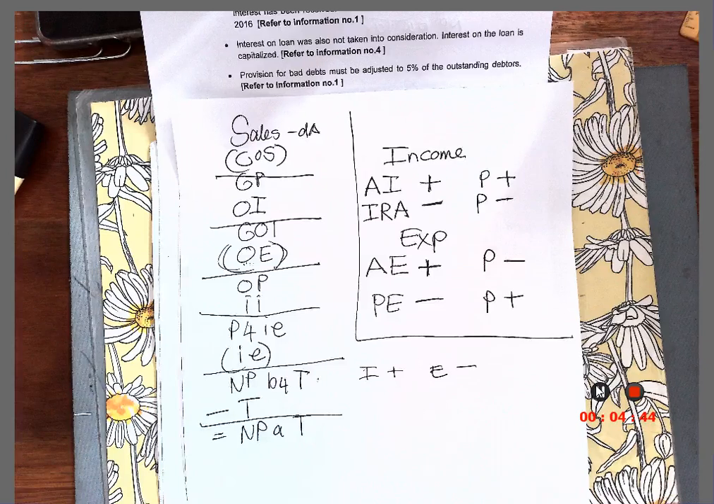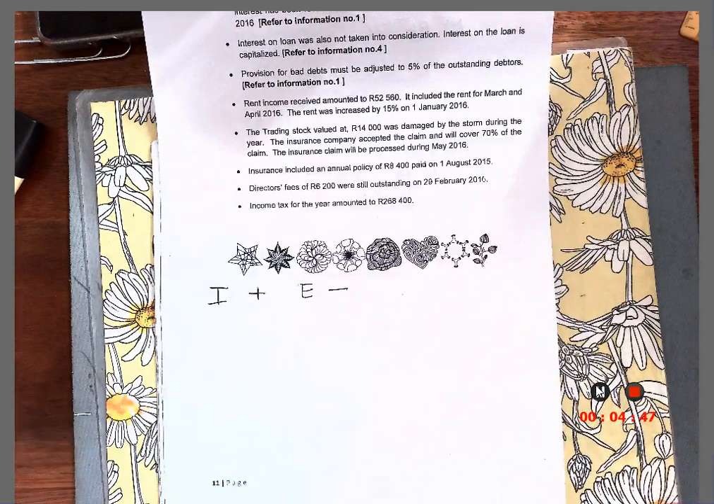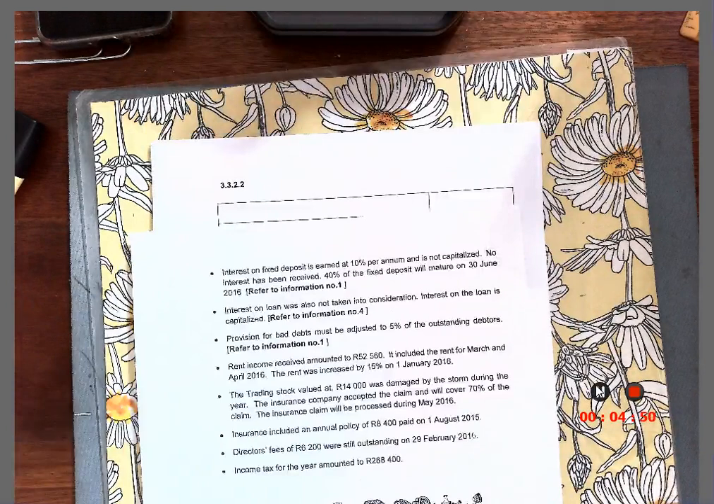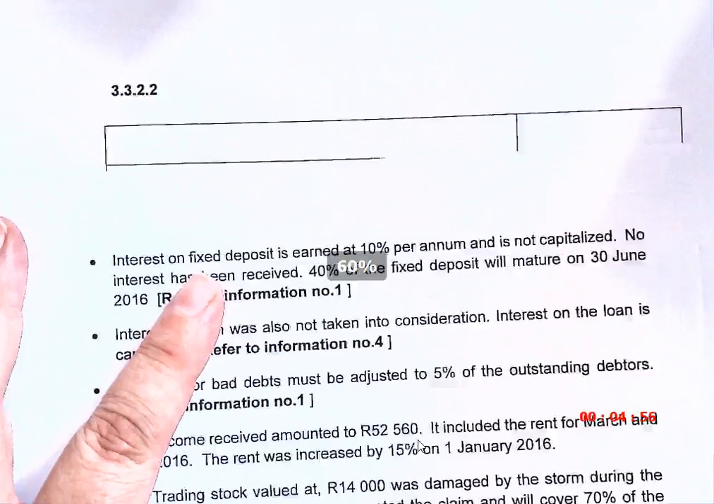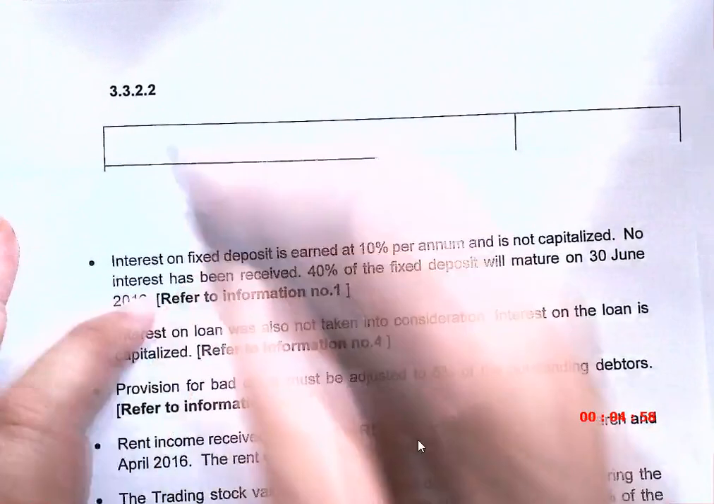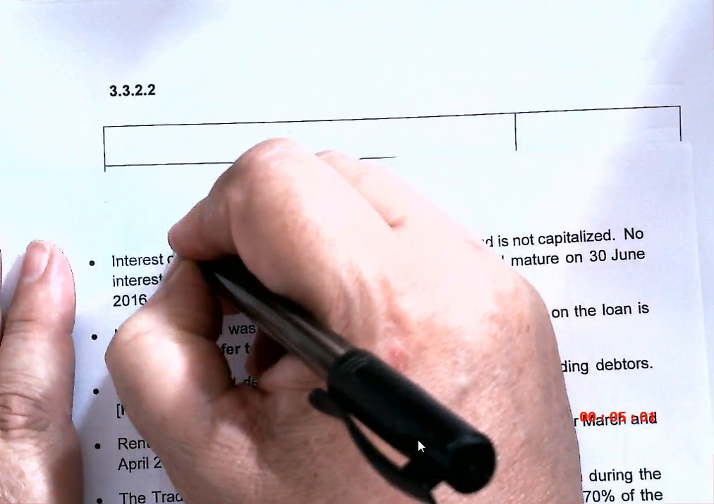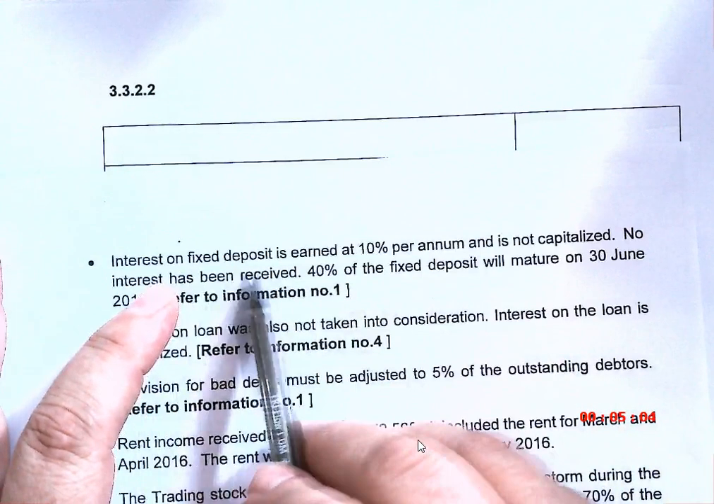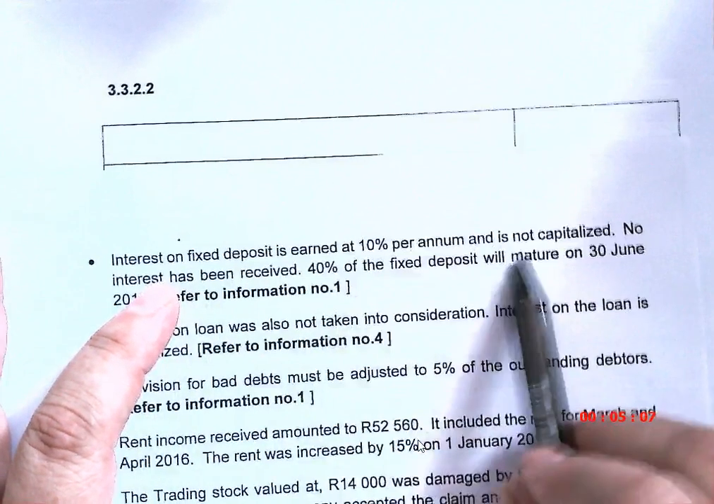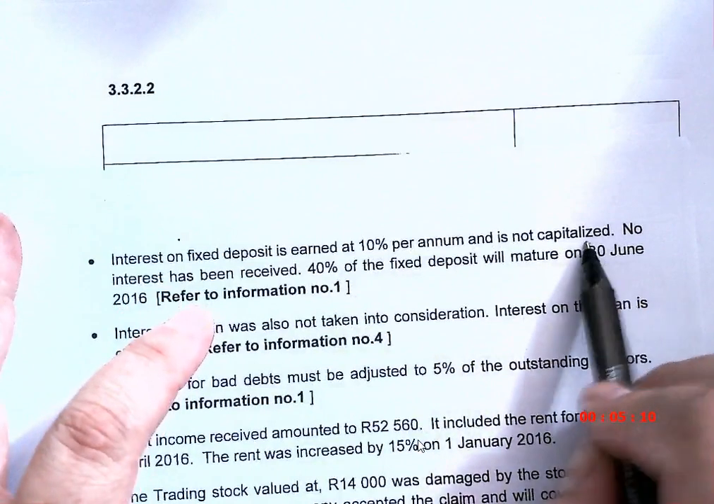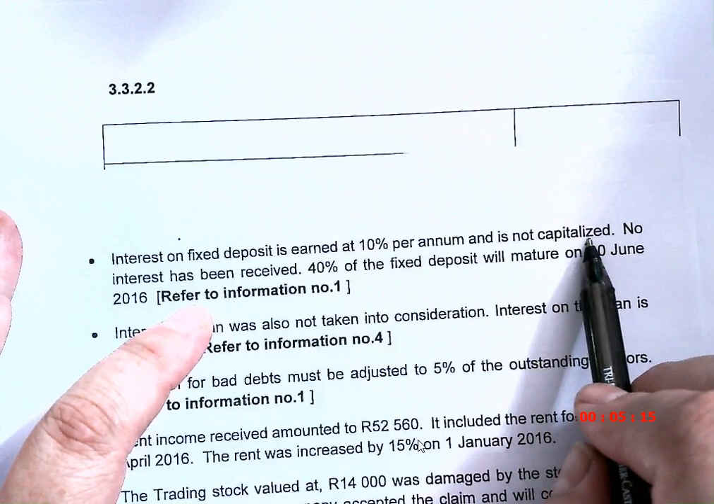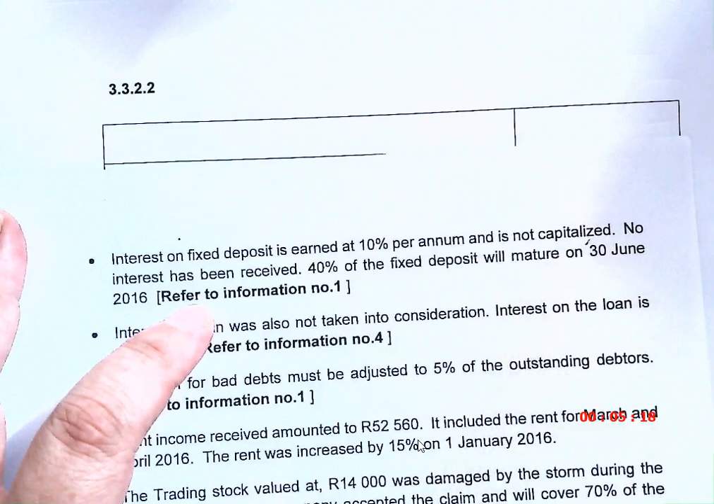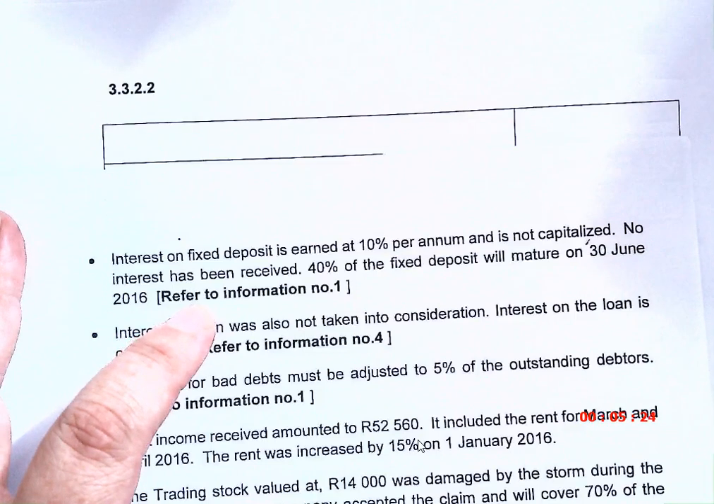Okay, so now let's do this. So the first one I see is they say interest on fixed deposit. So is this an income or an expense? It's an income. So it works with the profit. Okay. So now, interest on fixed deposit is earned at 10% per year and not capitalized. Does capitalization have any influence on my income statement? No. This just shows you where to classify it in the balance sheet. That's all. But the income statement, it doesn't matter.